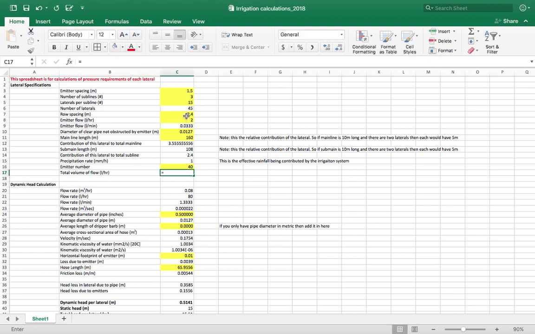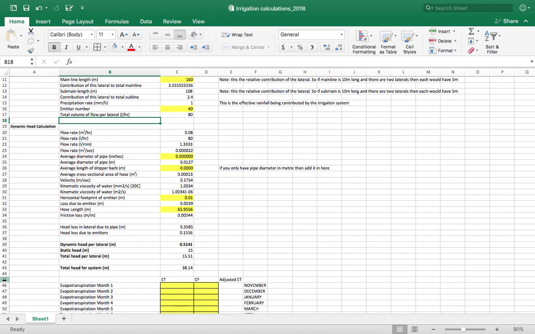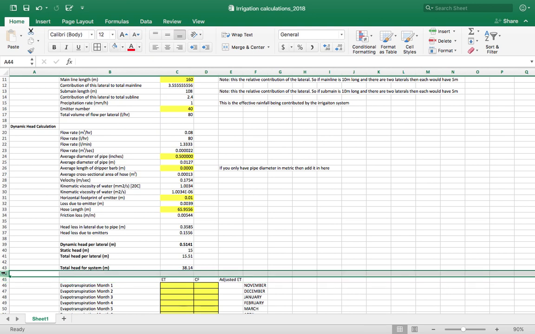So per emitter, it's 2 litres per hour. Emitter number is 40. So it's 80 litres per hour per lateral. Let's do the overall flow requirement down here.